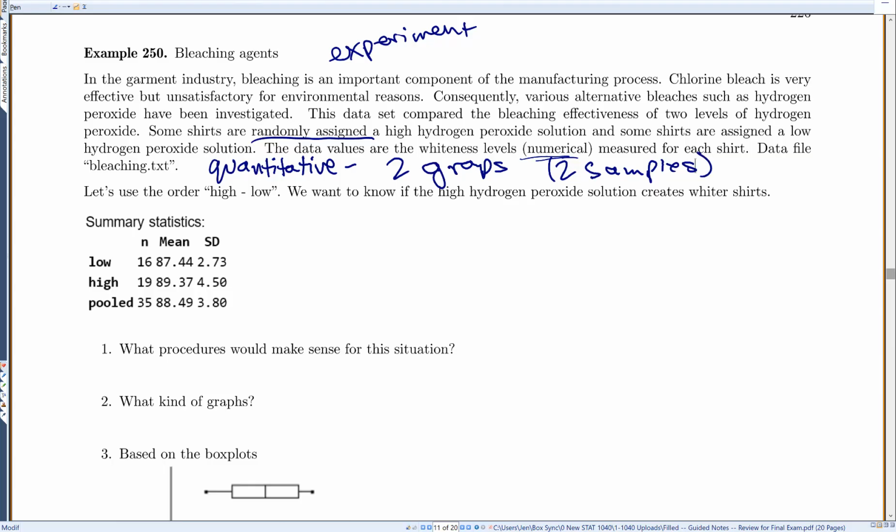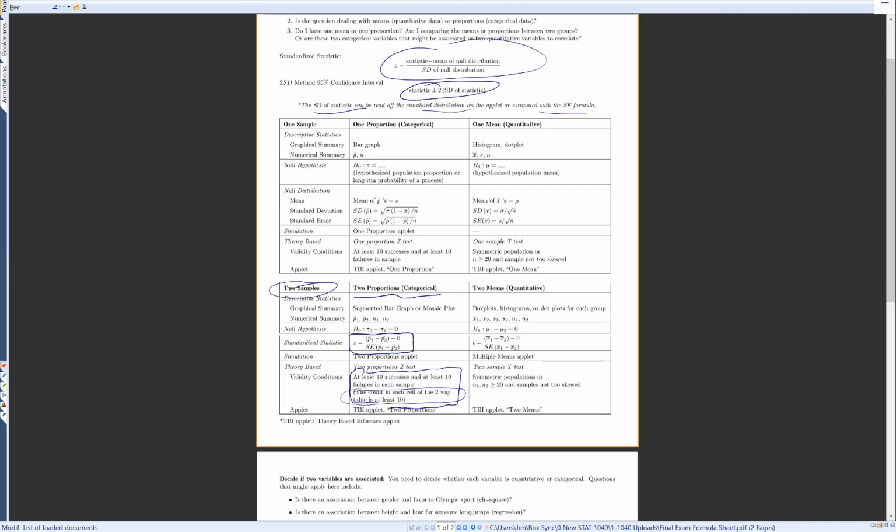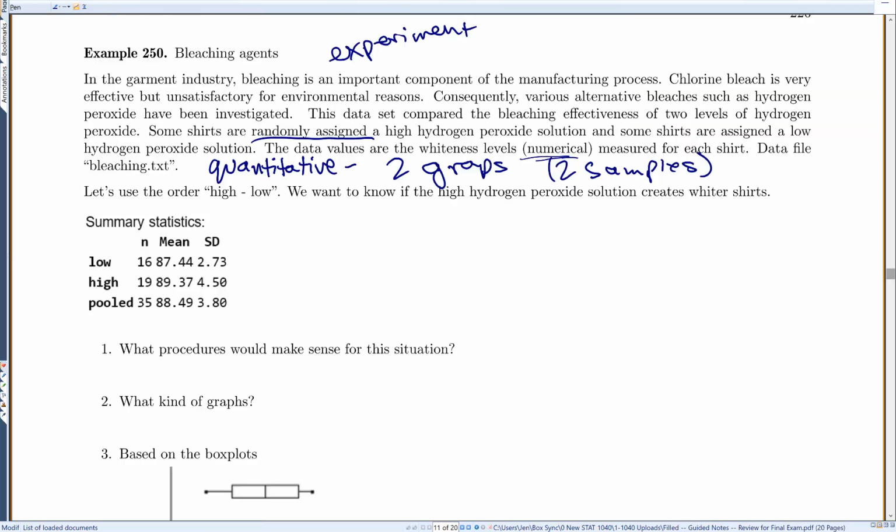So coming to your final exam formula sheet, we have quantitative and we have 2 different means because we have 2 different samples or 2 different groups. So we're going to be doing 2 means for everything. And I want to use the order high minus low. We want to know if the high hydrogen peroxide creates wider shirts.